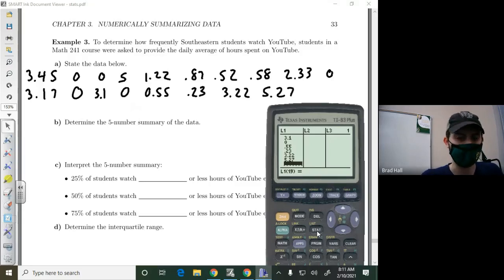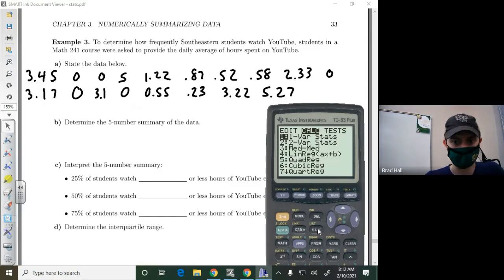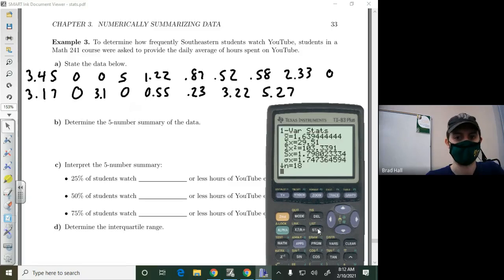Looks like 18 values. So it's the exact same process as if you were finding the mean. Let's try to think back a little bit. We quit out of this, back to stat, go over to calc. It's one variable statistics.